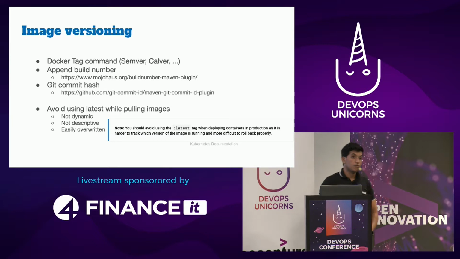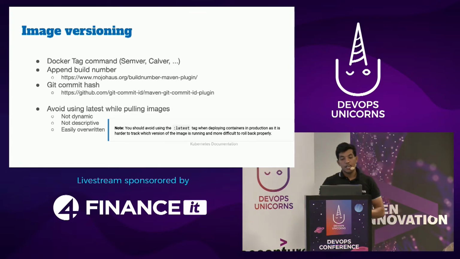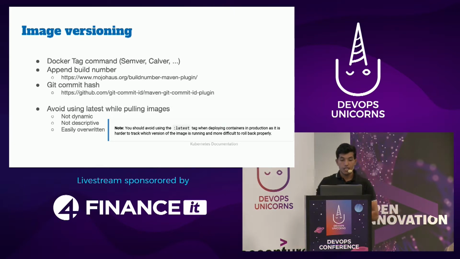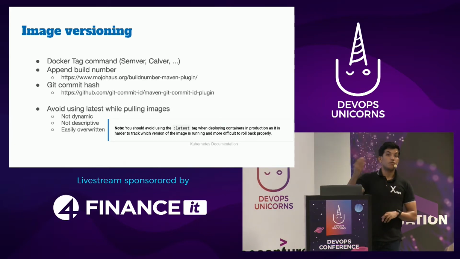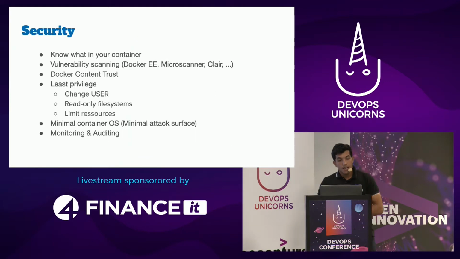It is not descriptive, since orchestration tools such as Kubernetes and Swarm need to have separate versions to update or roll back, and it makes their life a lot harder if you are using latest. And it's easily overwritten, since it's the default tag. It's easily vulnerable to human error.